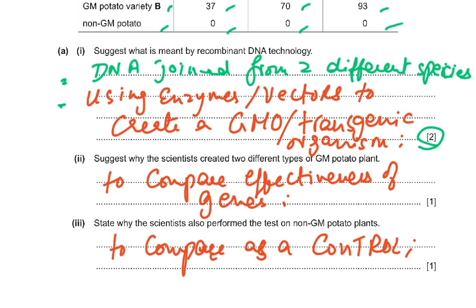So DNA joined from 2 different species using enzymes, or you could have said using vectors to create a GMO, which is a genetically modified organism, or you could have used the word transgenic organism. To compare effectiveness of genes, this one is this part, and then the third is to compare or to work as a control.